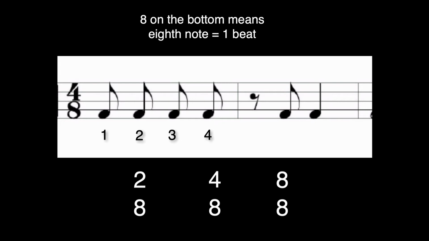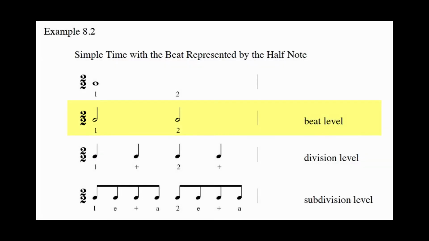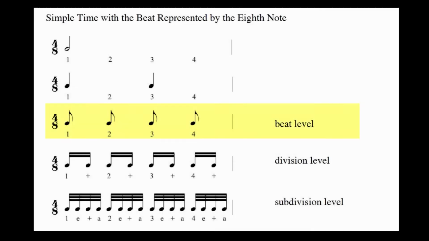When using simple time signatures with either a 2 or an 8 as the bottom number, the counting methods need to be adjusted so that the beats, divisions, and subdivisions line up to the standard counting syllables. For example, a rhythm in 2-2 time would place the beat level on half notes, the division level on quarter notes, and the subdivisions on eighth notes. A rhythm in 4-8 time places the beat level counts on eighth notes, the divisions on 16th notes, and the subdivisions on 32nd notes.